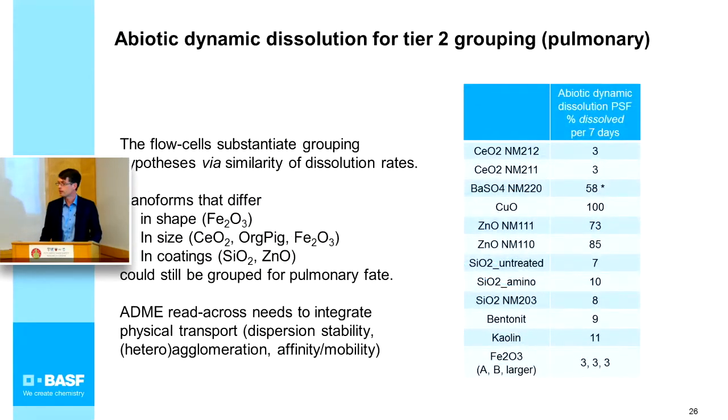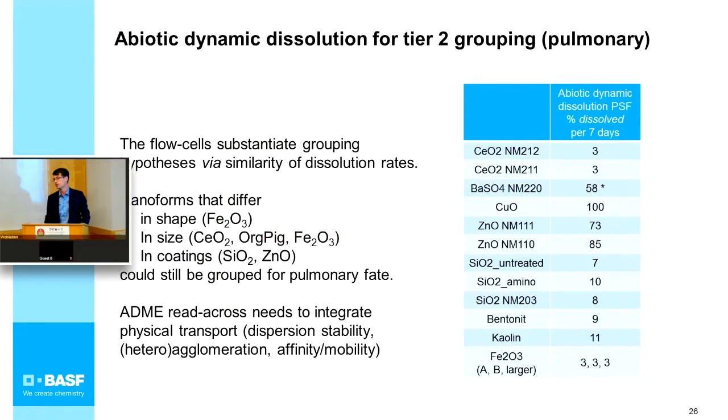Finally, to compare the diversity of materials, different shapes, for instance, iron oxides, do not prevent grouping by their fate, because the dissolution, in that case no dissolution, is unaffected. Different sizes have not shown any significant differences for different cerium oxides, different organic pigments, different iron oxides, different coatings. For the acidic medium, relevant for the lysosomal fluid, no differences. So there are some similarities that we can exploit for grouping.